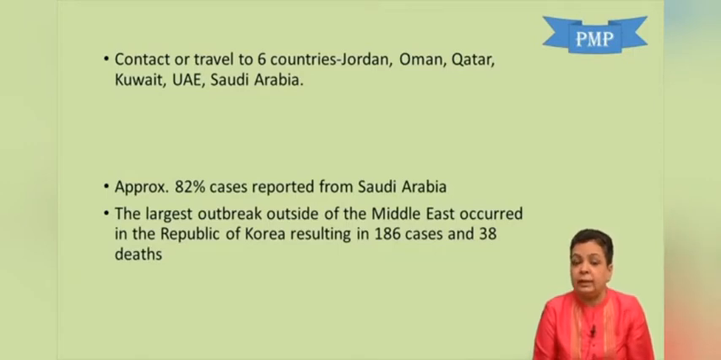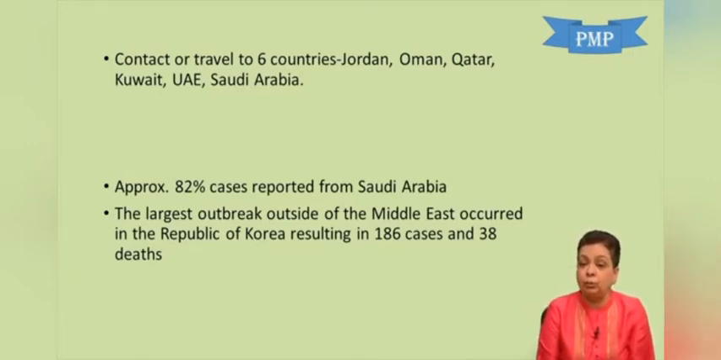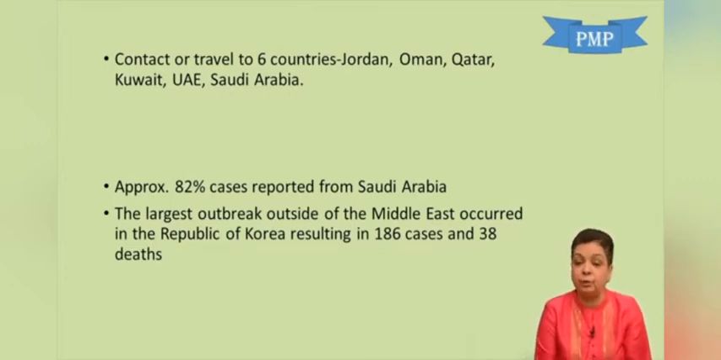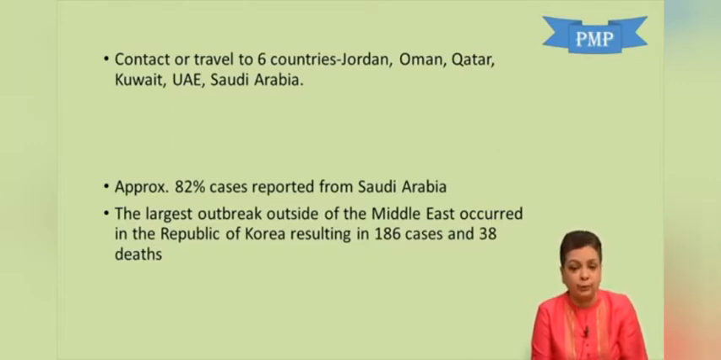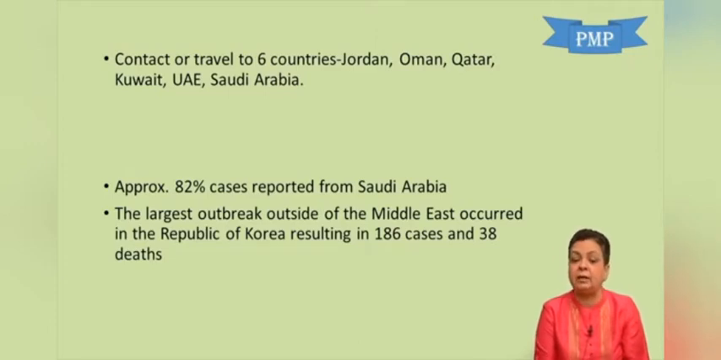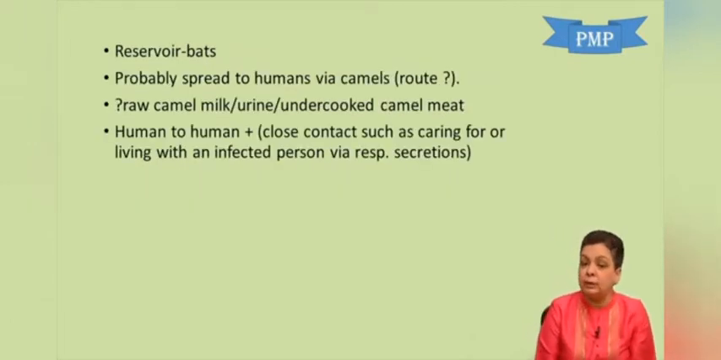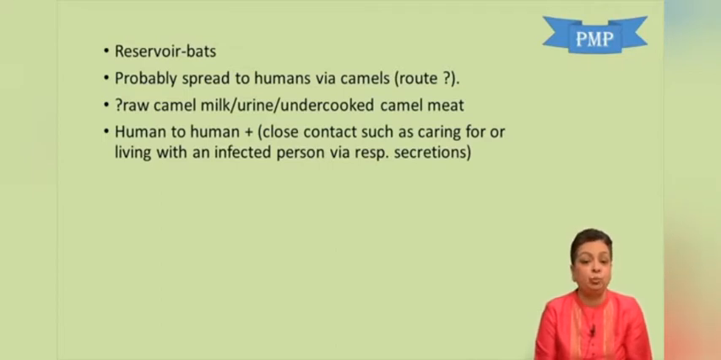There is always a history of contact or travel to 6 countries of the world: Jordan, Oman, Qatar, Kuwait, UAE, or Saudi Arabia in patients of MERS, and approximately 82% of MERS cases have been reported from Saudi Arabia. But the largest outbreak outside the Middle East occurred in the Republic of Korea, which resulted in 186 cases with 38 deaths. Reservoir for MERS is bats, probably spread to humans via camels.